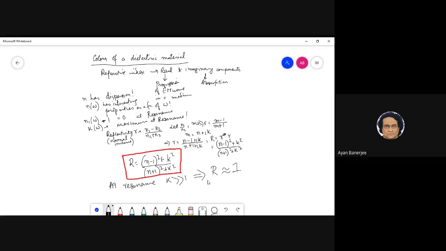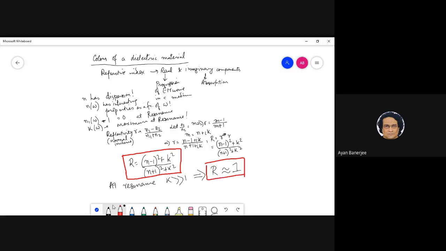Okay, so that means essentially that this dye, which will absorb red at the maximum, if you actually irradiate the dye at its resonance wavelength, then it will also reflect most, and it will of course appear red. This is very important, right?